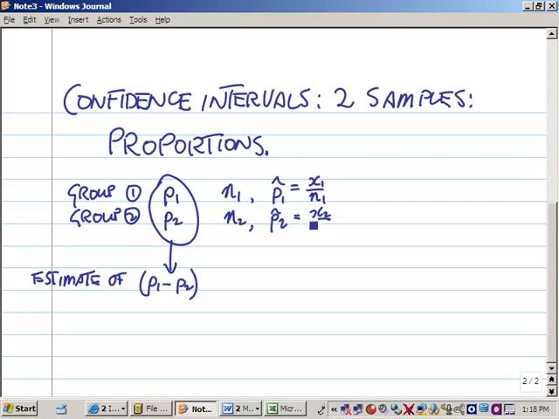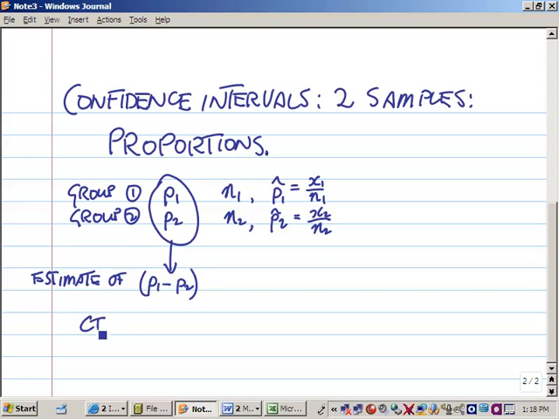Alright, a proportion, say P hat 1, is calculated by getting the number of items in the sample with the particular characteristic, say x1, and dividing by the sample size n1. So for instance, if we have a class of 100 students and 15 of those are left-handed, then the proportion of left-handed students in that class is 15 divided by 100. Right, two numbers on top of each other.